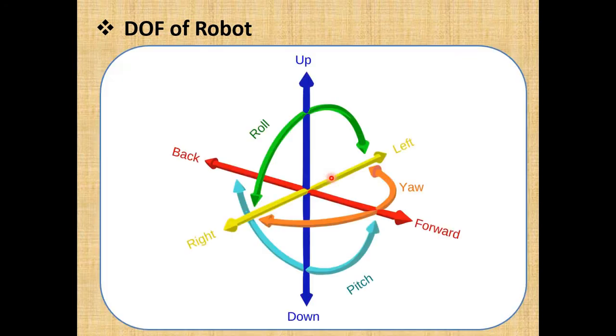I will show you the figure. Here you can see forward and backward, right and left, up and down. So this is the 3 degrees of freedom, and 3 more, that is yaw, roll and pitch. So these are the 6 degrees of freedom.